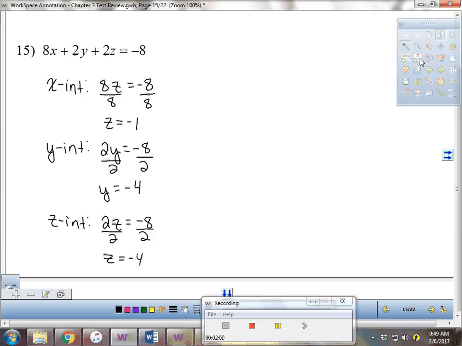Look at that. I put a z right there. Y'all have probably been yelling at me the whole hour. Miss Archer, that's supposed to be an x. It's all good. See, I fixed it. So x is -1, y is -4, and z is -4.